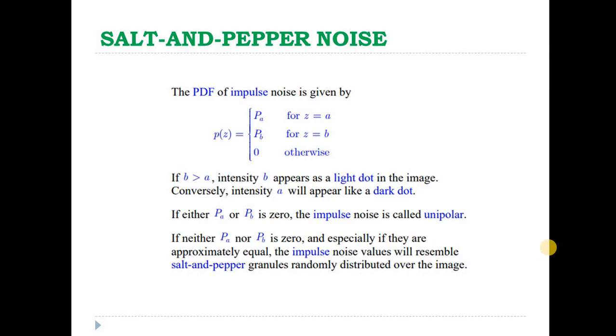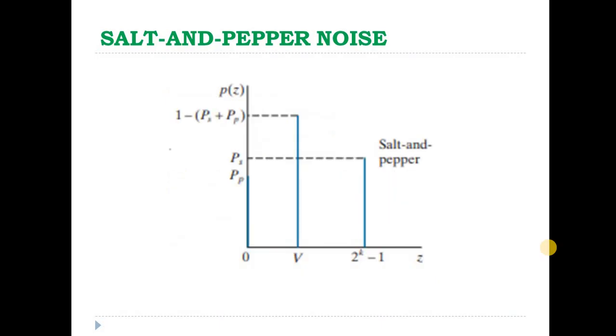So here we can say there are three types of noise: one, salt noise; another, pepper noise; and another, salt and pepper noise. If there are only bright spots, it is called salt noise. If there are only dark spots, it is called pepper noise. If both bright and dark spots appear, it is called salt and pepper noise. So here we can visualize the probability density function. You have an impulse signal with the probabilities Pa and Pb.